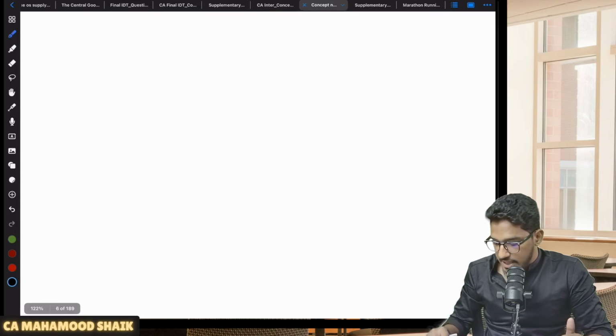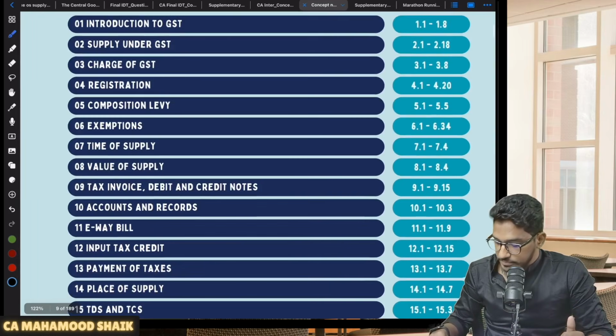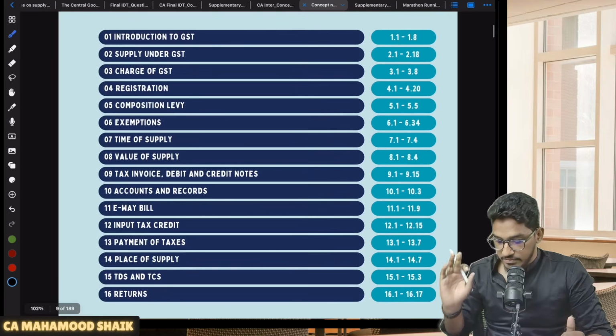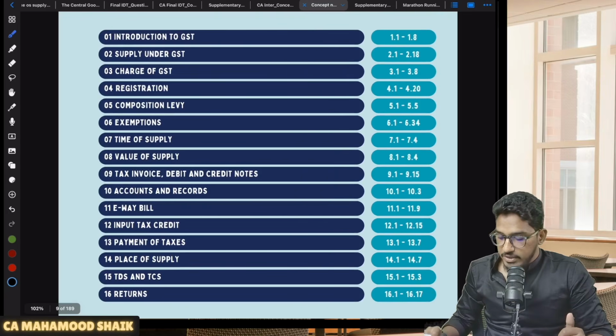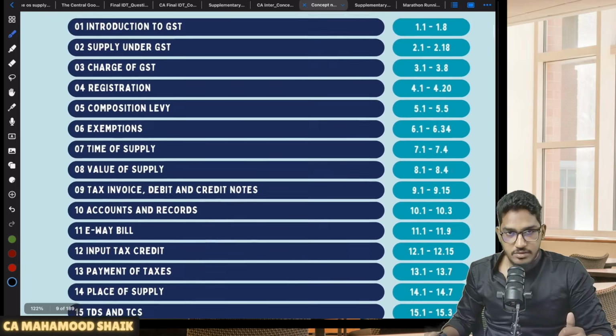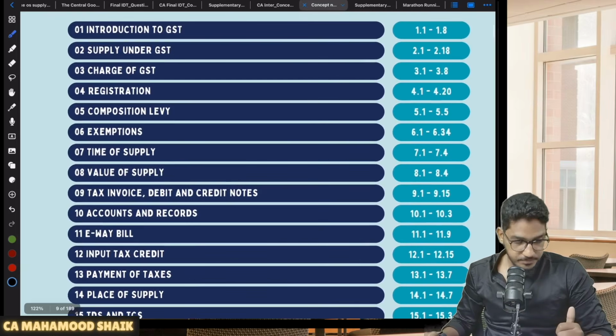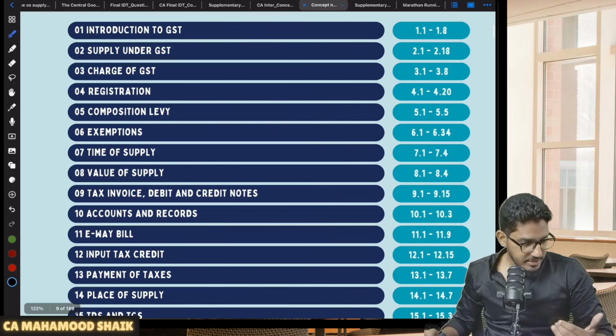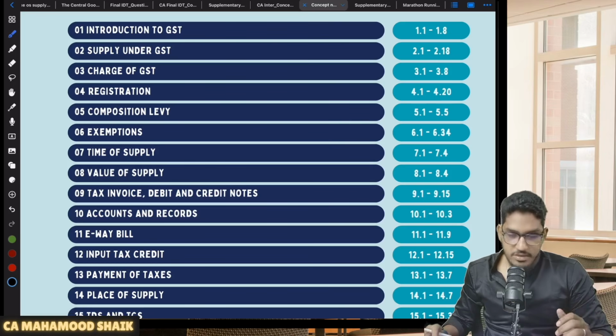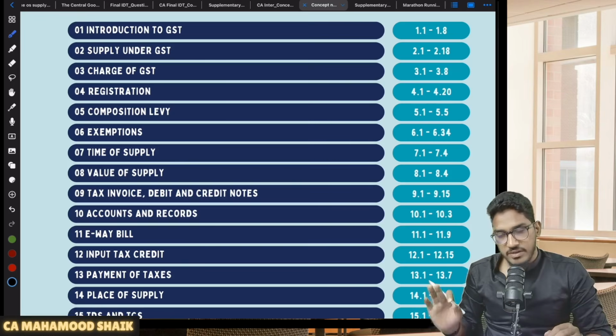So, as you could see the index here, we have a very good number of chapters which we are required to cover. This is the index for GST. We have a very good number of chapters which we are supposed to cover as a part of this marathon. People are asking me, sir, will these live recorded sessions be available on YouTube?